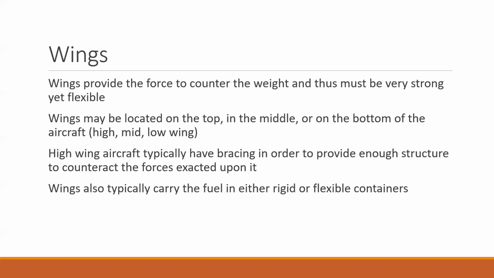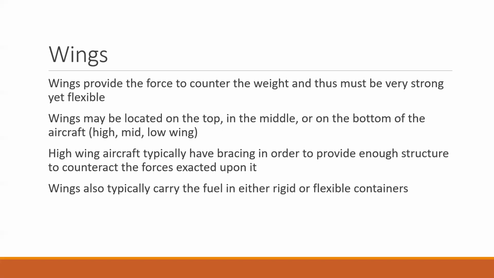So attached to the fuselage in some way is going to be the wings. And the wings, again, are the part of the aircraft that creates the lift that you need to counteract weight. And because of this, they need to be quite strong. But they can't be too rigid, because if they're rigid and strong, if you hit turbulence, that could break the wings. So you don't want that. So they have to be kind of flexible.